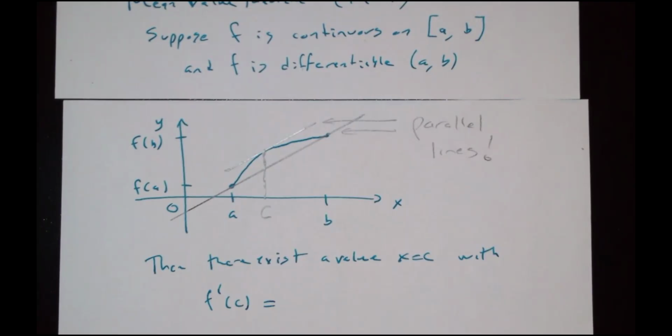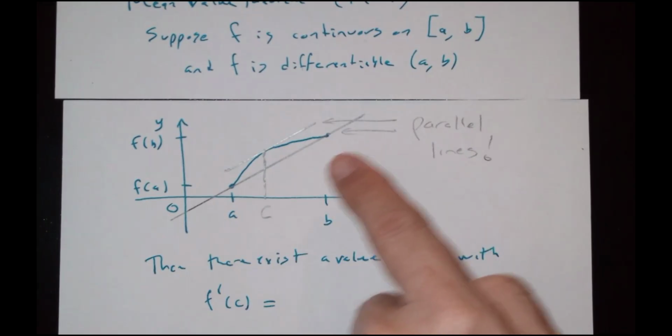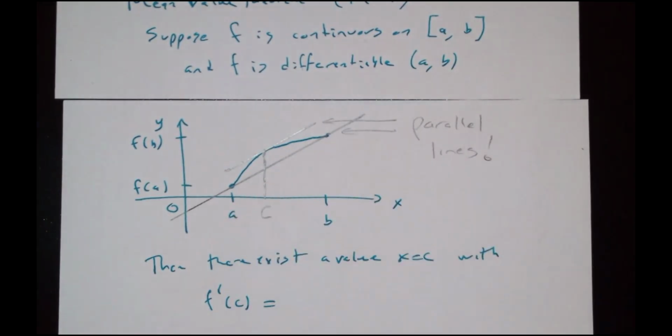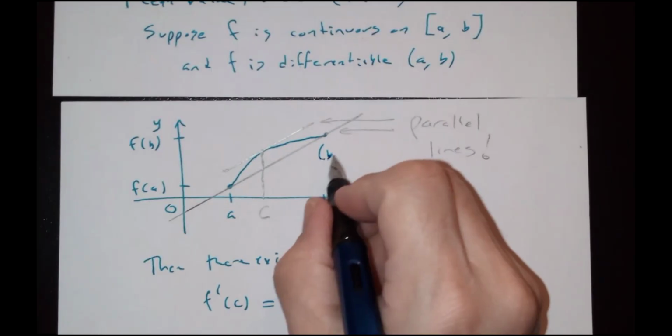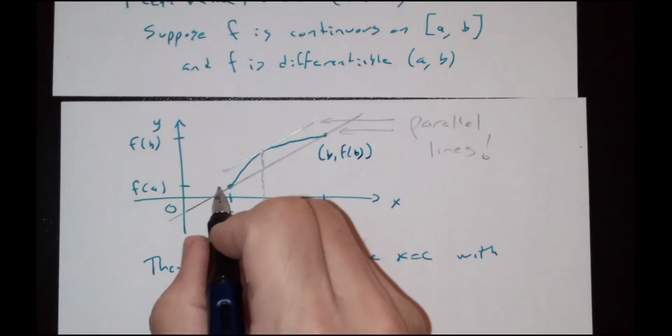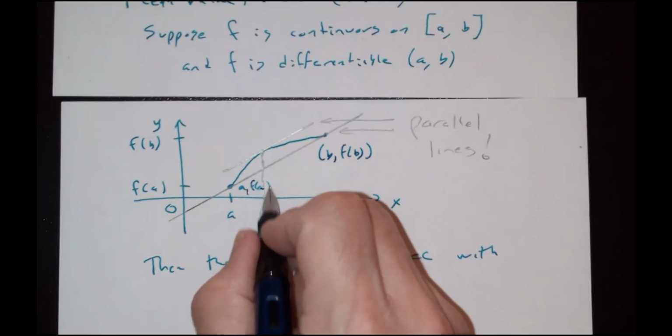What is the slope of that line? This line going from f of A to f of B? Say again? Leave it 0? But now I've turned it back, so it's not 0, it's not horizontal anymore. Yeah, but how do I figure out what the number is? How do I figure out the slope of that line? I have the points, right? This point is B, f of B, and this point is A, f of A.